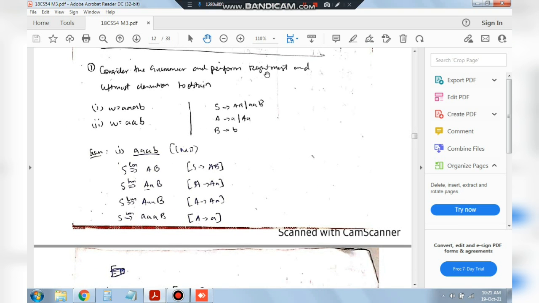So we have to perform the rightmost and the leftmost derivation to obtain the two strings. The rules are given here. See, in this type of question, we'll be given the rules as well as the string which we have to generate. We just have to write the LMD derivation and the rightmost derivation. Okay. So we'll start from the LMD for the first one, which is A, and B.